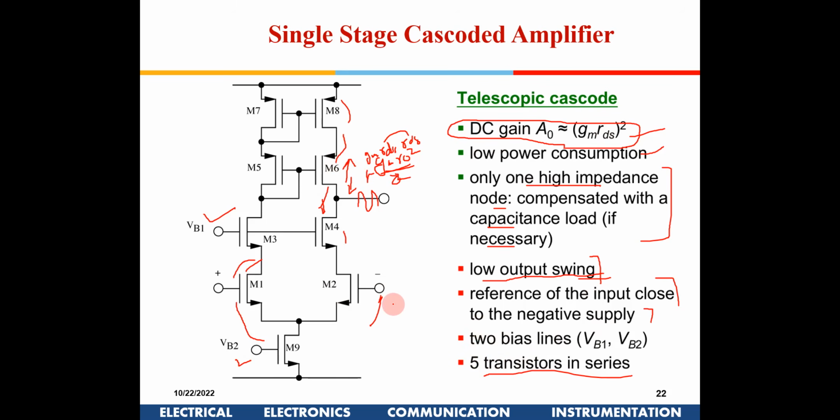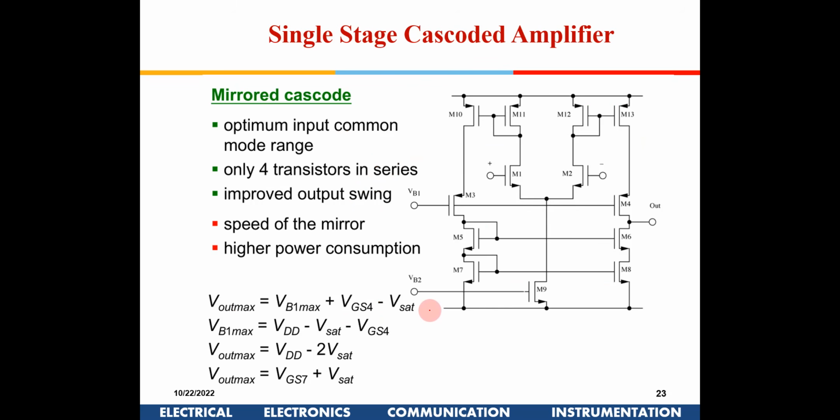Okay, so let's try and improve this design. You could have a mirrored cascode. Here, this is the tail current, and these are the 2 transistors, and there is a single mirror. This current is being mirrored here, and this current is being mirrored here. So this is what we learnt about the mirrored cascode.